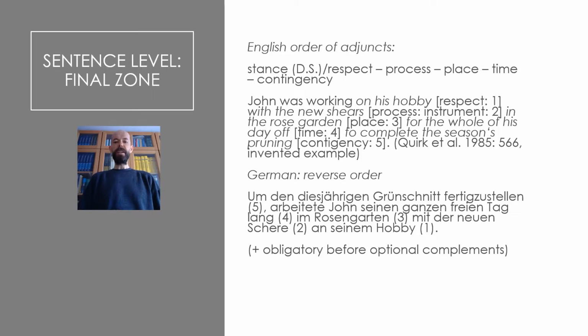So here is a theoretical example that was made up by Quirk and others to demonstrate how this would work if you had all 5 types of adjunct in one sentence, which would of course be bursting at the seams, but it's a theoretical illustration of a valid point. So John was working on his hobby, that's respect, and it's also of course dependent on the verb. It's part of the verb pattern, on his hobby, work on something.